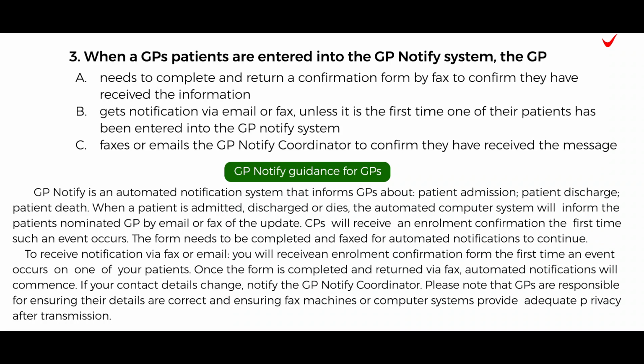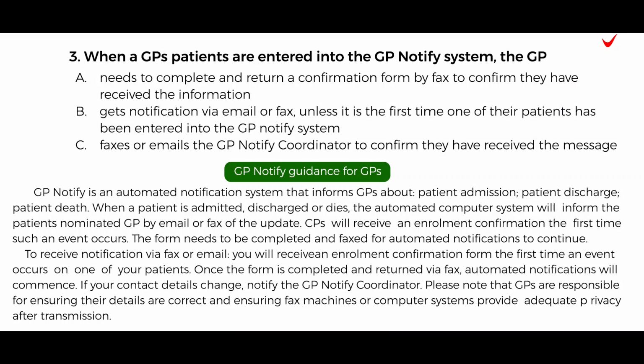Then it says GPs will receive an enrollment confirmation the first time such an event occurs. The form needs to be completed and faxed for automated notifications to continue. To receive notification via fax or email, you will receive an enrollment confirmation form the first time an event occurs on one of your patients. So the middle portion of this paragraph is about what a GP has to do in order to make sure the notification is being received by that person.